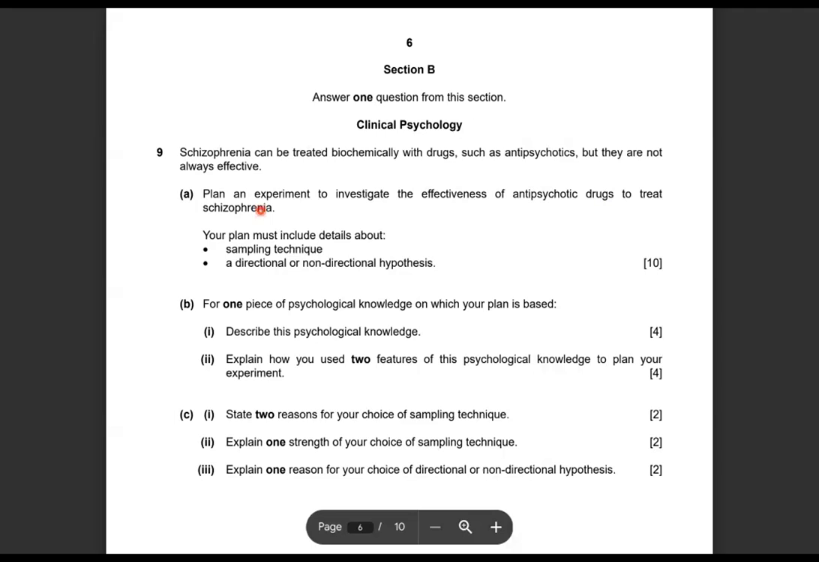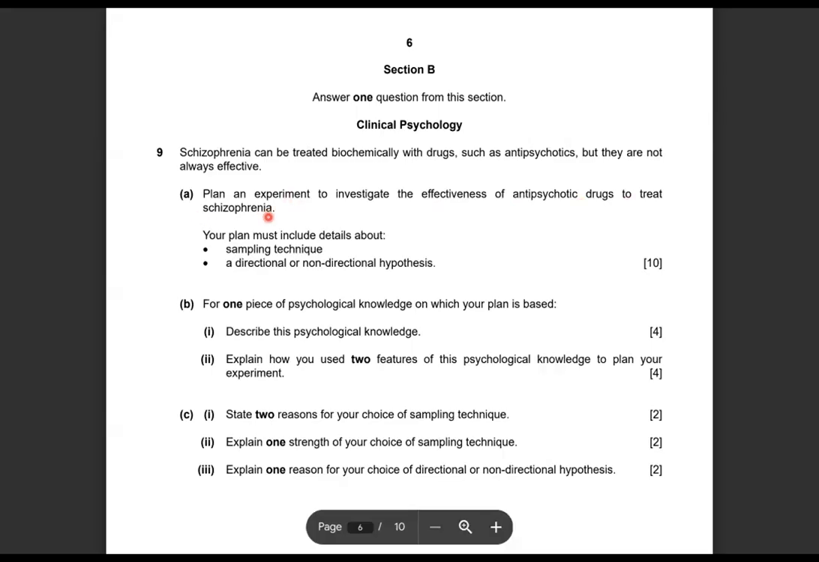Key points over here. Plan an experiment. They've told you what type of study they want you to conduct. They're saying an experiment, but they haven't described what type of experiment, natural, field, or lab. So you have the choice to choose whichever one you want. Obviously, you would pick the one that is appropriate to this study, right? A field experiment, for example, which could be done at an actual clinic, right? So that would make sense. They've told you what is being investigated, the effectiveness of antipsychotic drugs to treat schizophrenia.